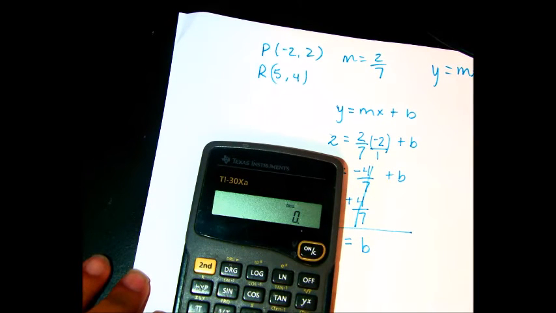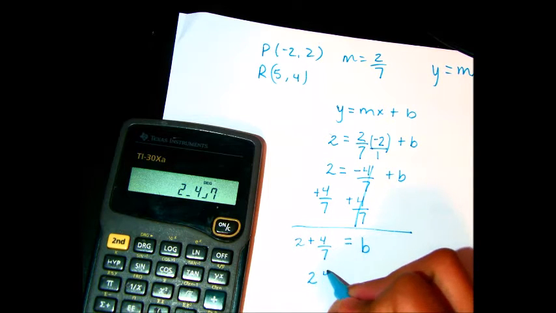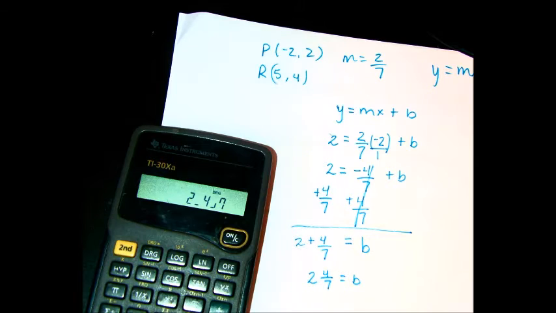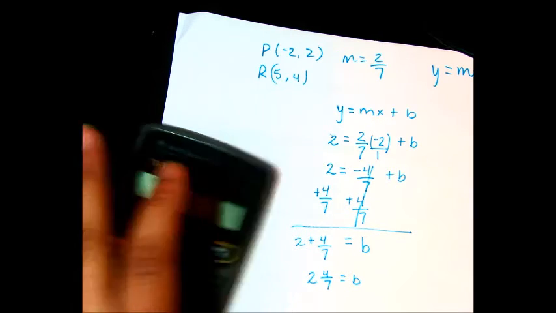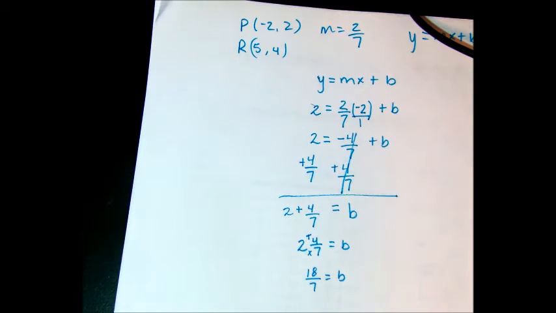Mine looks a little different from yours, but I'm saying 2 plus 4 over 7. And it's going to give me the whole number 2 and 4 sevenths is equal to b. Let's go ahead and turn this mixed number into an improper fraction. Remember, we do that by multiplying our denominator by our whole number. I'll get 14, and then I'm going to add my numerator, 14 plus 4. b is going to be 18 over 7.